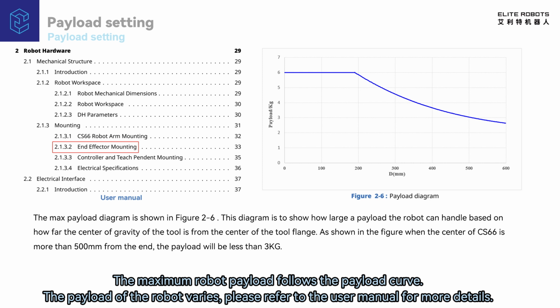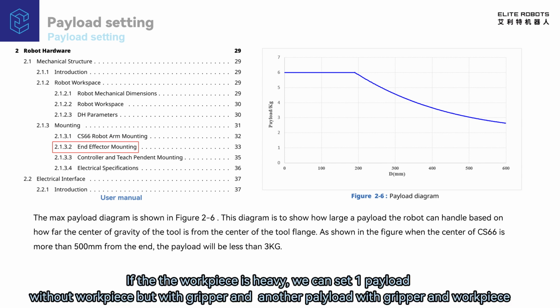The maximum robot payload follows the payload curve. The payload of the robot varies. Please refer to the user manual for more details.